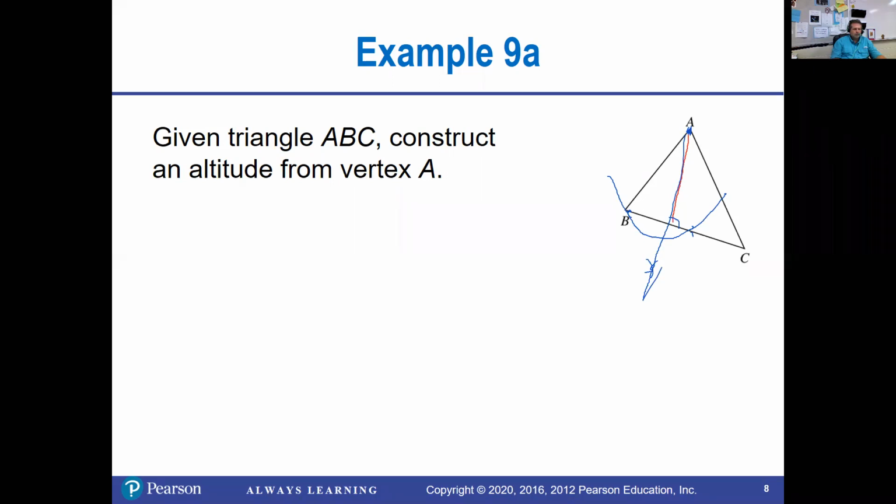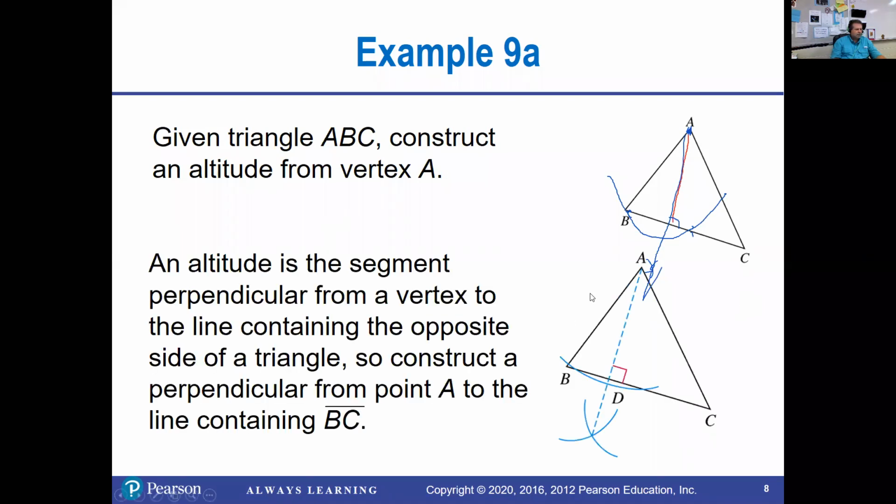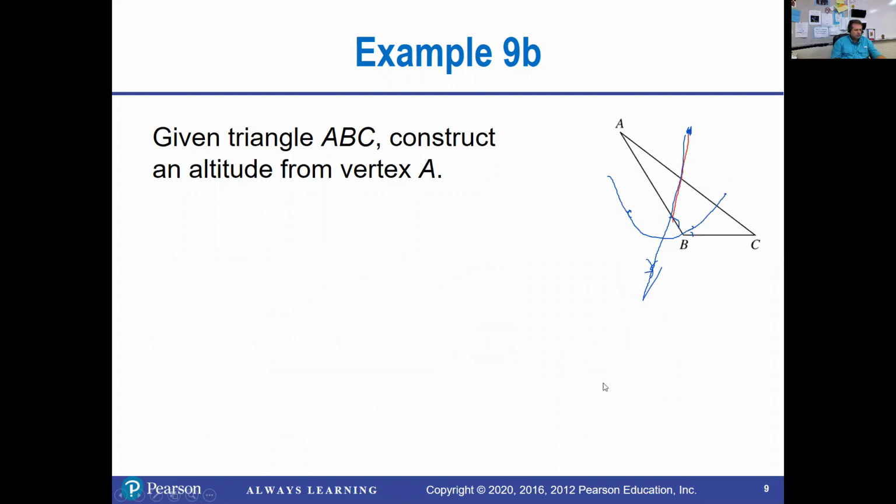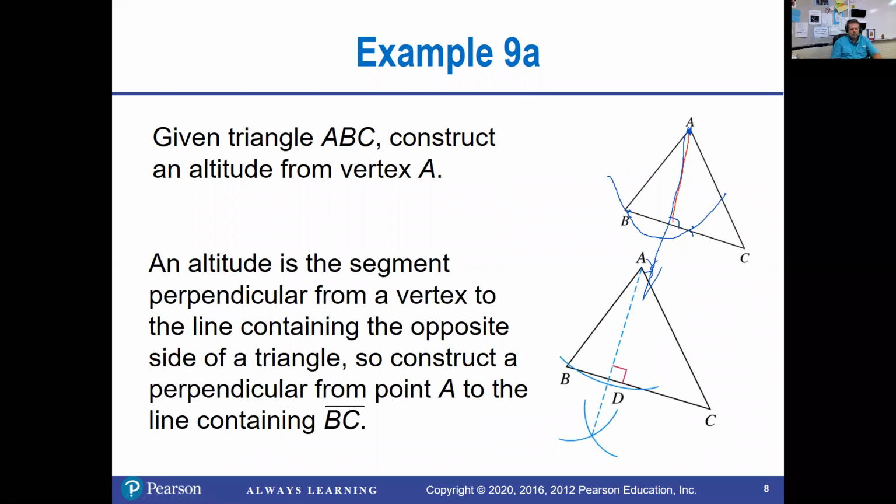Okay? So that's what they did here. Stretched it here, took these two points and made that happen. So stretch it here, take the point here, take the point here, and make your two arcs here. The altitude goes from here to here. That's my altitude. Okay, right angle.